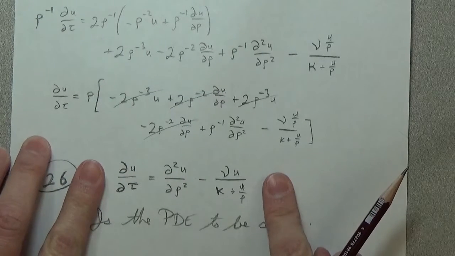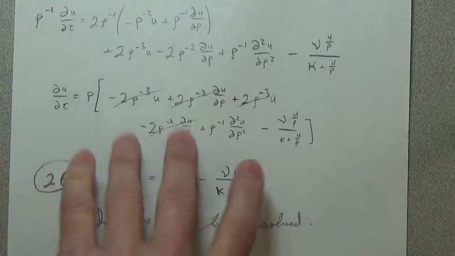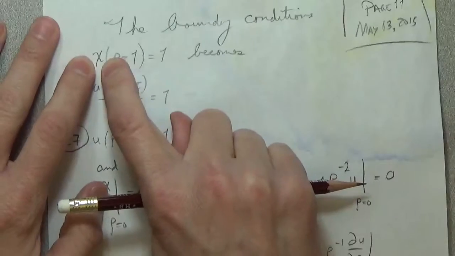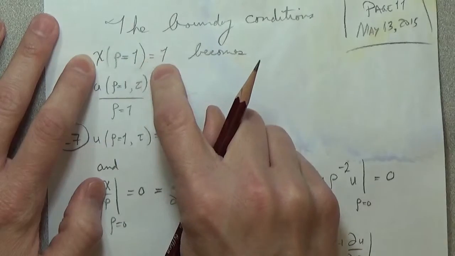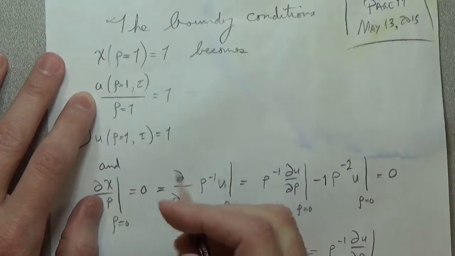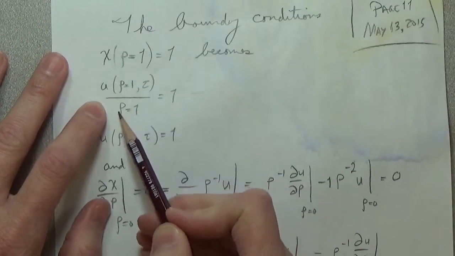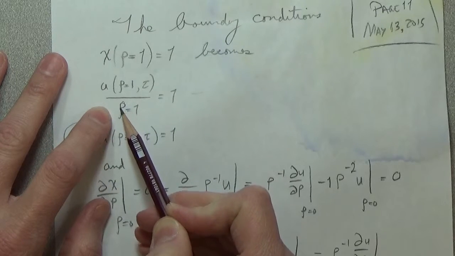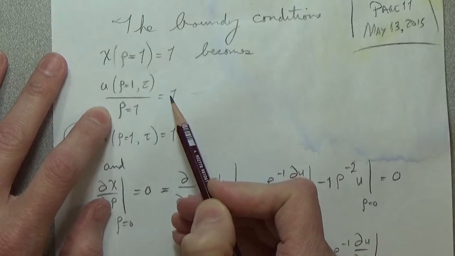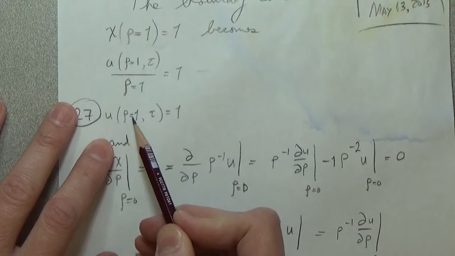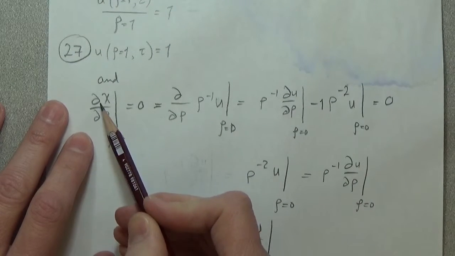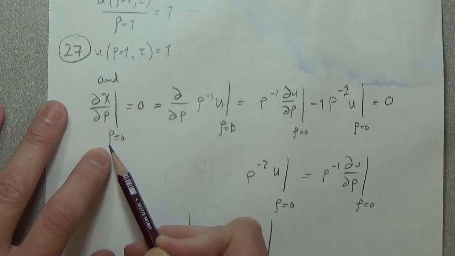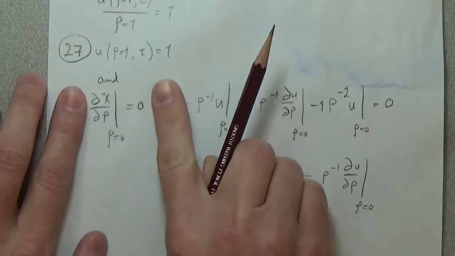Great. Well, we now have to go back and do the boundary conditions as well. So, the boundary conditions: chi at rho equals 1 is equal to 1 becomes u at rho equals 1, tau divided by rho equals 1 is equal to 1, which means we get u at rho equals 1, tau is equal to 1. And then here we've got the derivative. So the derivative of chi with respect to rho evaluated at rho equals 0 is equal to 0. That was our original boundary condition.